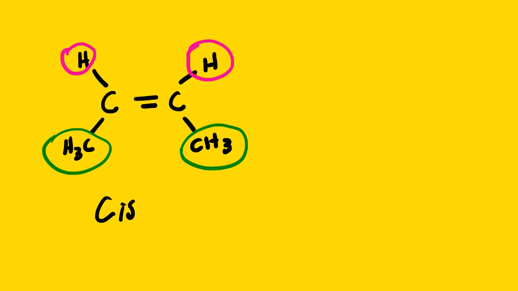Looking at the IUPAC name for this, we have 1, 2, 3, 4. So you can see that the parent chain has 4 carbons. So we have but, let me actually use small letter, we have but. Then since we have a double bond, we can say butene.